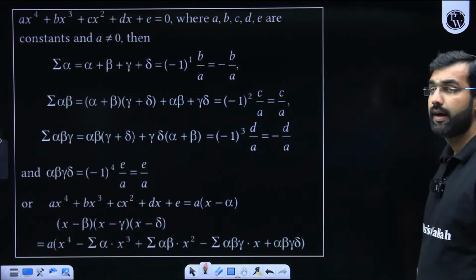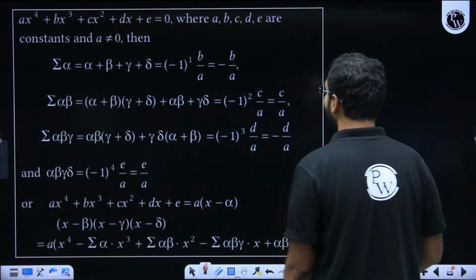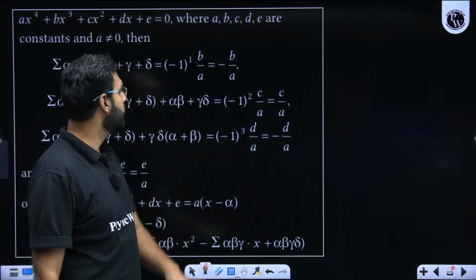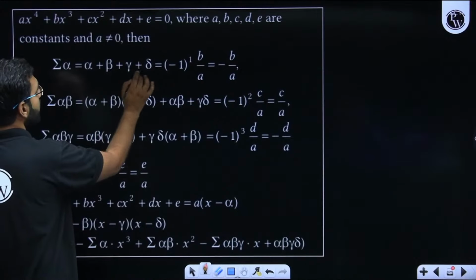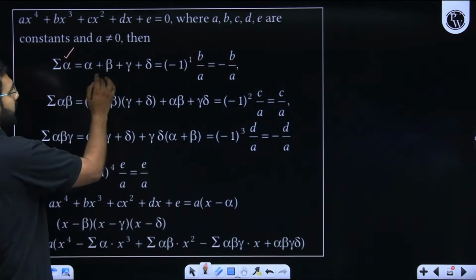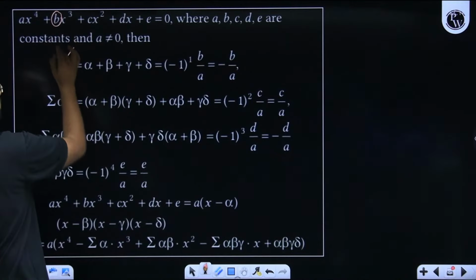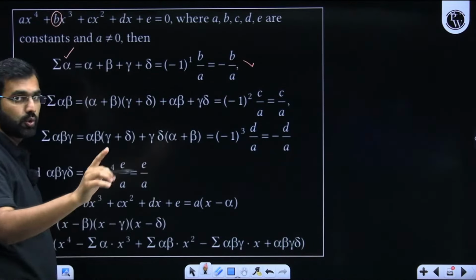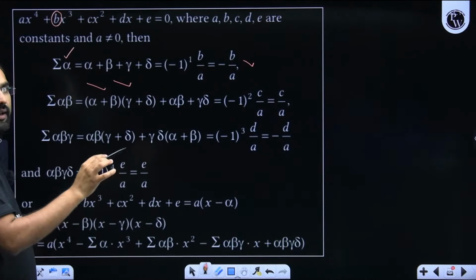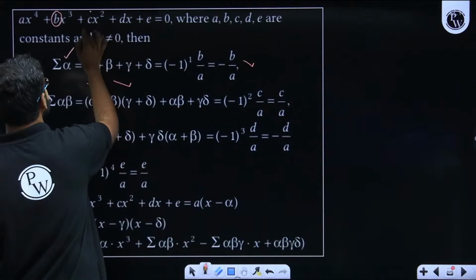Now here, this is a result which we all know very clearly. Let's say this is a biquadratic, so it will have 4 roots. Let's say the roots are alpha, beta, gamma and delta. So sum of the roots taken one at a time, which is alpha plus beta plus gamma plus delta, will be minus b upon a. Sum of the roots taken two at a time, which is alpha beta plus beta gamma plus gamma delta and so on, will be given by c upon a.